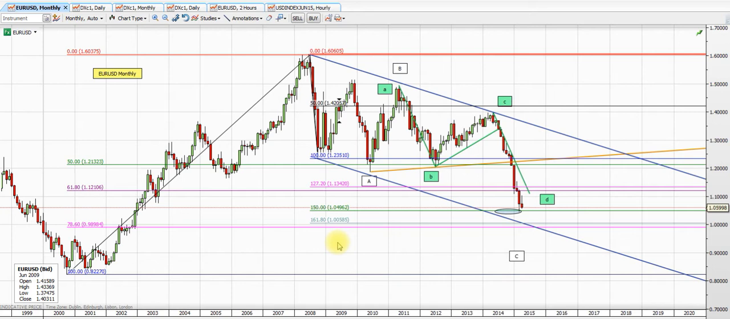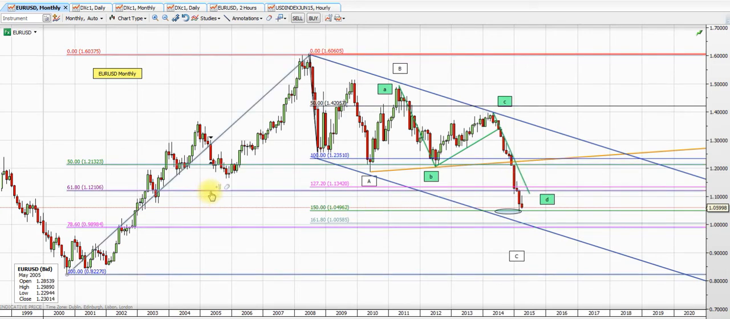We always like to start with the higher time frame charts. So here we're just looking at a euro dollar monthly chart. Our long-term bias is still for a move to the downside. This aggressive sell-off has seen various formations break. We've seen an ABCD formation or target area break to the downside. We also broke out of a triangle formation to the downside.